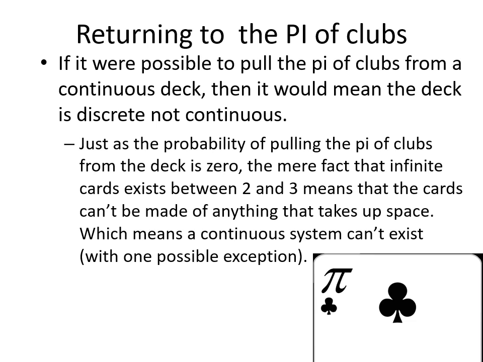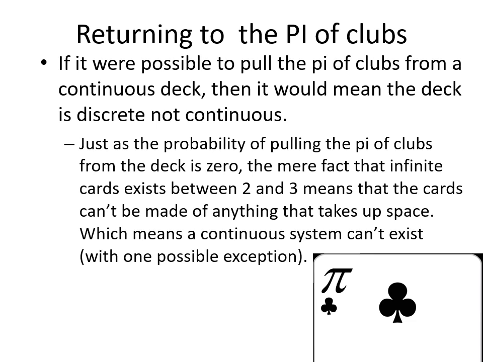So returning to the pi of clubs. If it were possible to pull the pi of clubs from a continuous deck, it would mean the deck is discrete and not continuous. And you say, why do I say that? Okay, just as the probability of pulling the pi of clubs from a deck is 0, the mere fact that infinite cards exist between 2 and 3 means that the cards can't be made of anything that takes up space, because it would occupy the entire universe, which means a continuous system cannot exist.